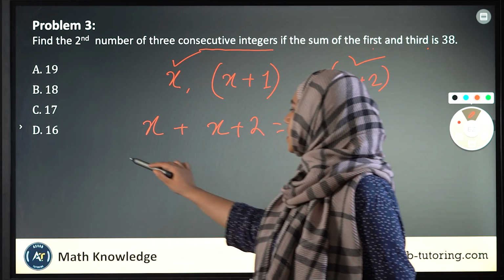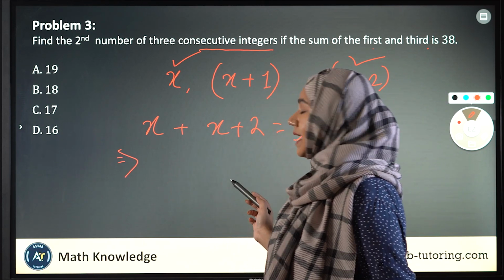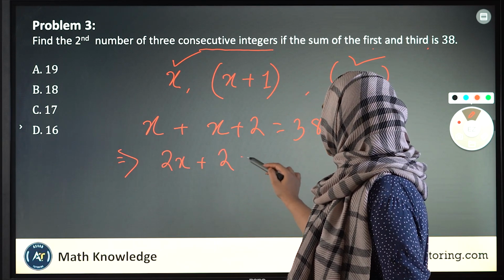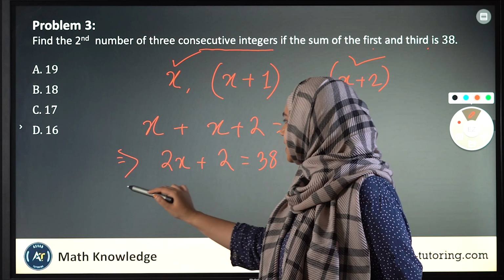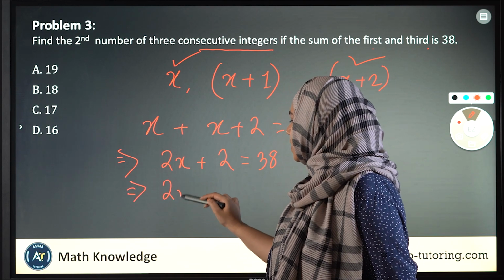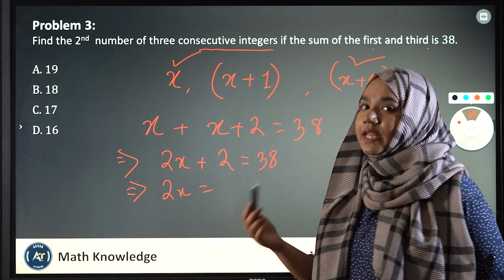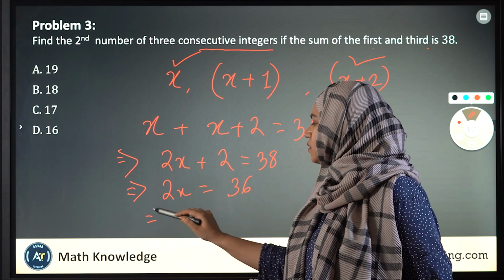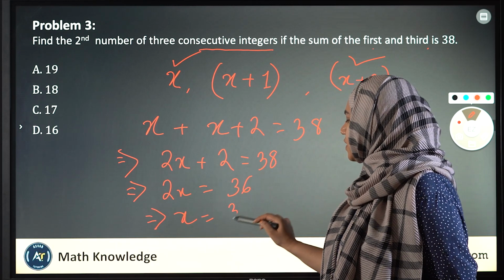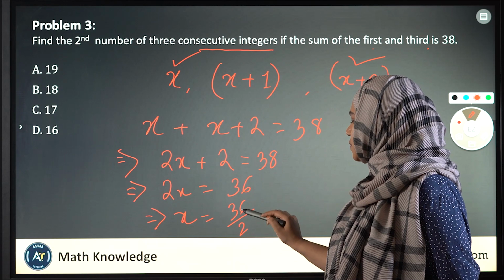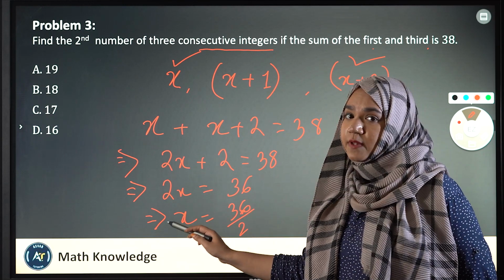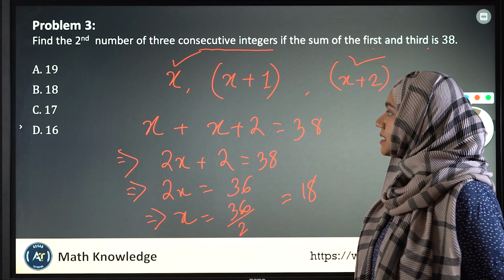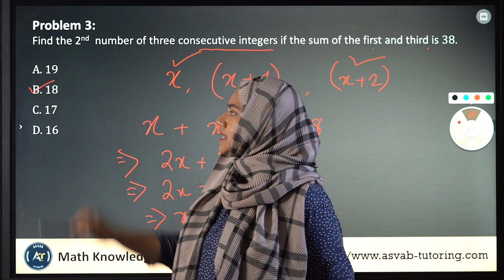In doing so, we can actually add up x and x together, which is going to be 2x plus 2 equals 38. Now if I simplify it, putting 2 on the other side is going to be negative 2. So 38 minus 2 is 36. So therefore, x is going to be what? 36 over 2, because putting 2 on the other side is going to turn the multiplication to division. So if I divide it, it's going to be 18. Once again, my correct answer is B.